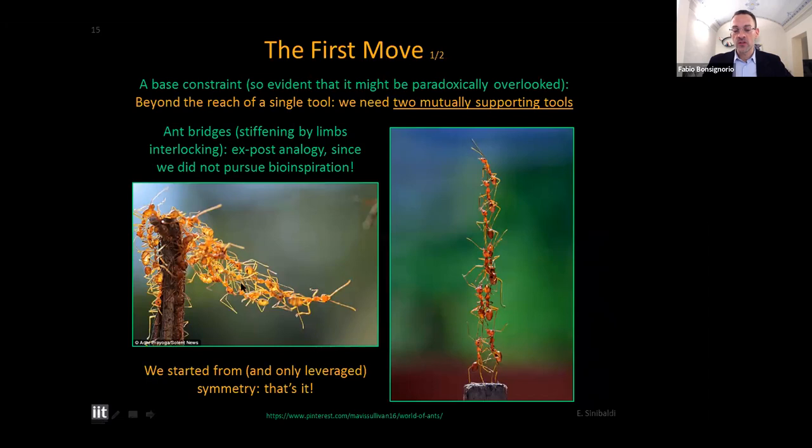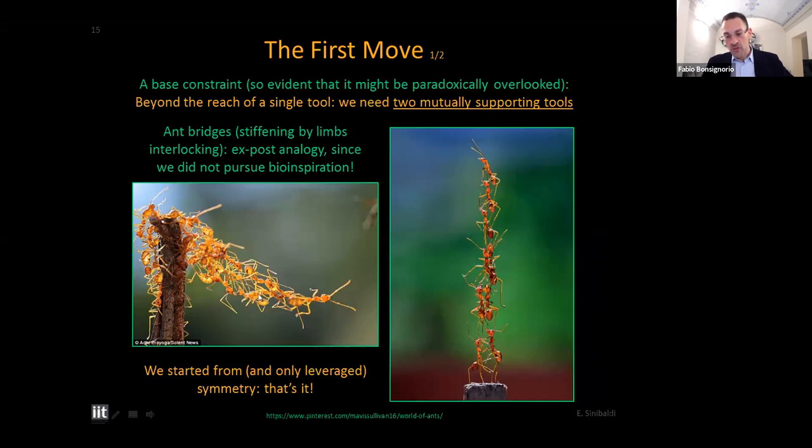So here you can see, for instance, hand bridges, and here hands can really manage to build in space this kind of large structure, having a characteristic size sensibly larger than the hand body size, by stiffening, which is achieved by limbs interlocking.